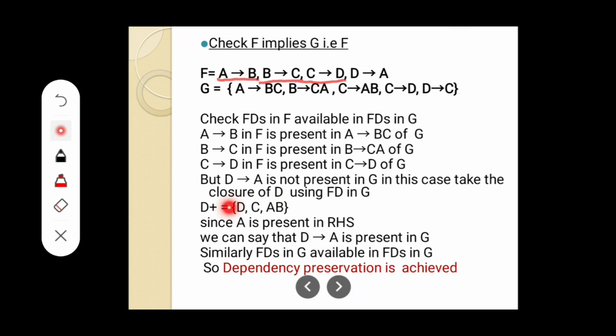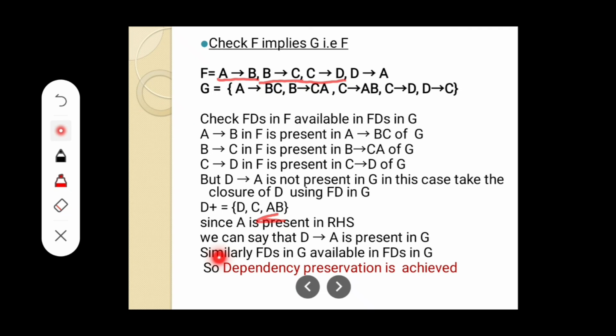So whether this D closure is having the RHS of D determine A. What is RHS of D determine A? That is A. Yes, it is having A here. This D closure is having A here. Okay, so since A is present, we can say that D determine A is also available in this G.